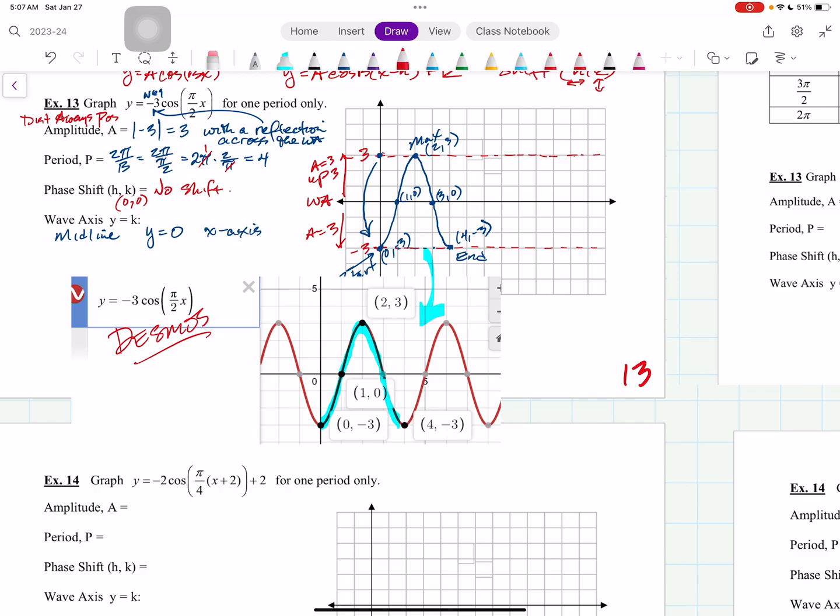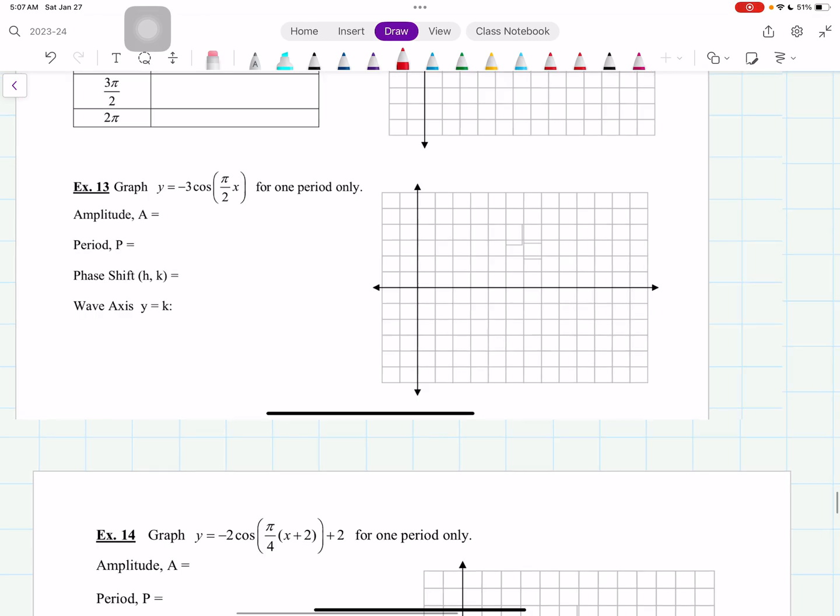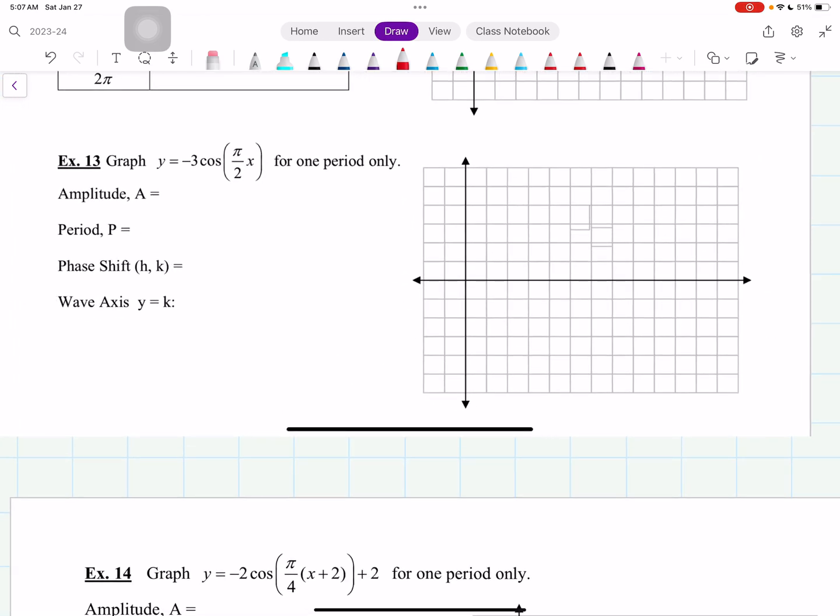So here's the other way. Let's go off to the side and do it one more time. But again, I'm trying to reach everybody and show you that there are different ways of thinking here. So here we go. A is negative 3, B is pi halves. Got the same situation. The absolute value of negative 3 is 3. The period, as we know, is 2 pi divided by pi halves, which is 4. No shift, and the wave axis is 0.